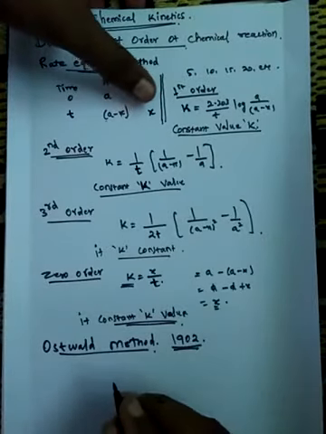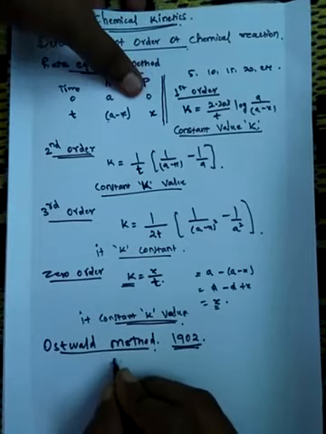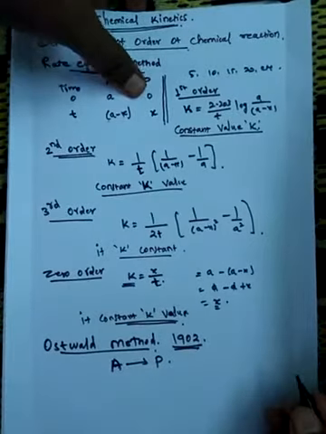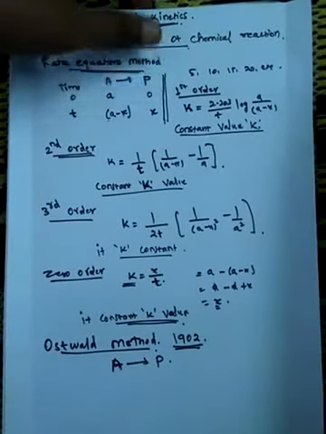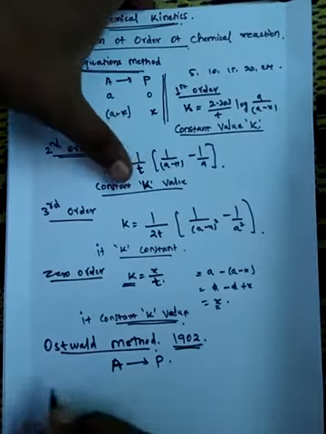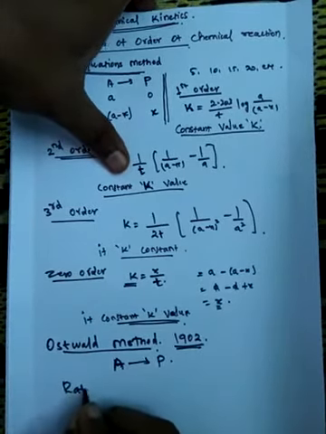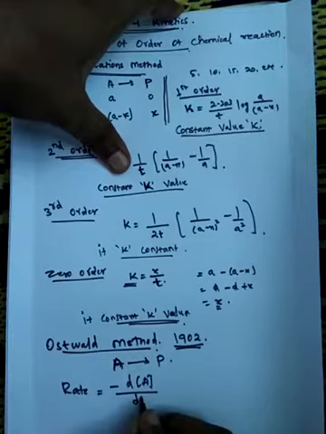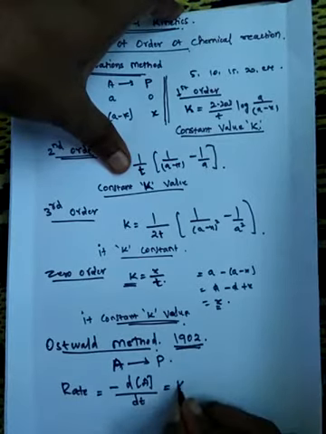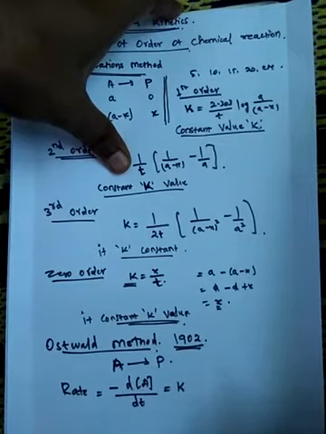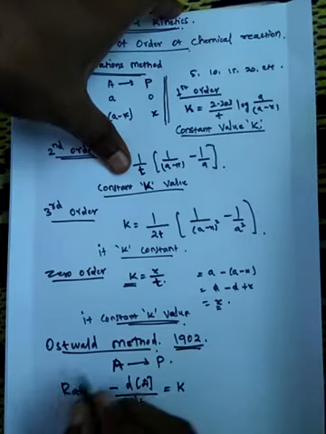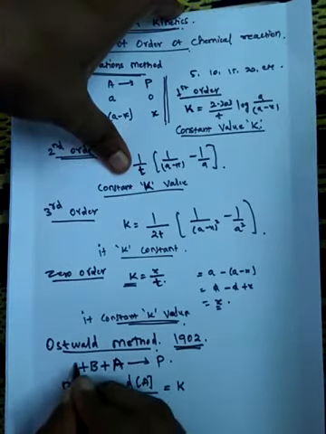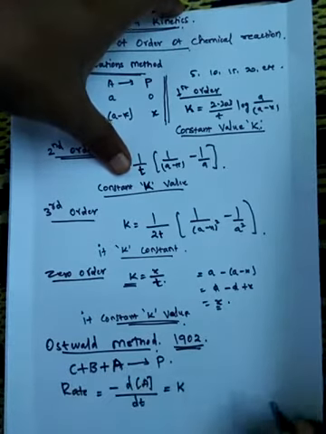Here let me take the same type of reaction. A reactant A is converted into product. Here I'll write the rate expression: rate equals minus dA, the change in concentration of the reactant with time, equals K times... This method is used to find out the order of chemical reactions of this type.